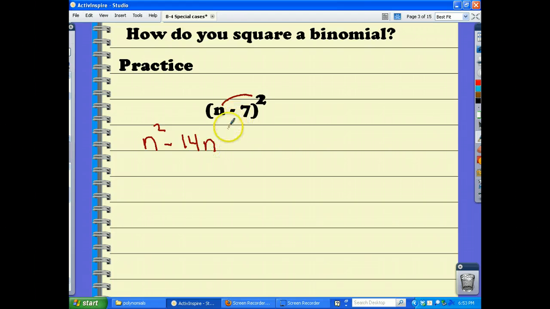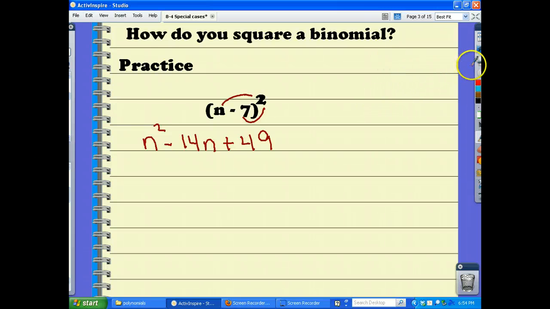And then finally, negative 7 squared. Any negative that's squared is still going to be a positive. So here, n squared, negative 7 times the n, negative 7, multiply that by 2 as the rule says, and then I just square my b term, and in this case negative 7 squared is going to be 49.